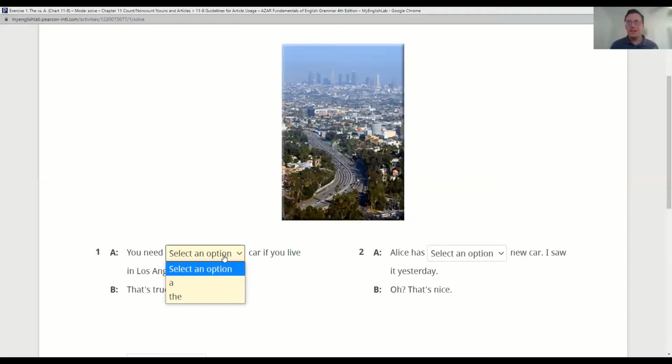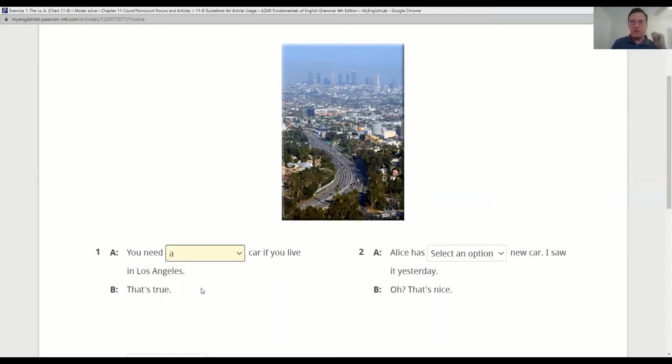In this case, it doesn't matter what kind of car you get. It could be an old car, a new car, a red car, a blue car. It could be a Honda, a Ford. I mean, it could be a truck or a van or a motorcycle. It doesn't really matter. So it's non-specific. We're going to use the article a.